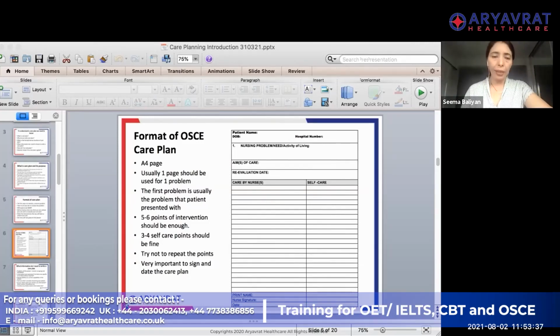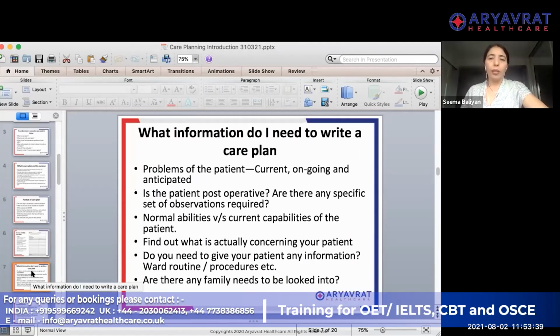Fine. Now moving ahead. Although I have already told you what we need to write in the care plan, it is the problem of the patient, current, ongoing or anticipated. It can be any. Is the patient post-operative? And are there any specific observation requirements? Now for post-operative and for the GCS, you have to be very specific with a couple of sentences, and you do have to mention those things in the care plan. We will come to that in a while.